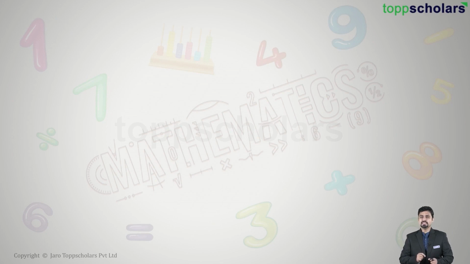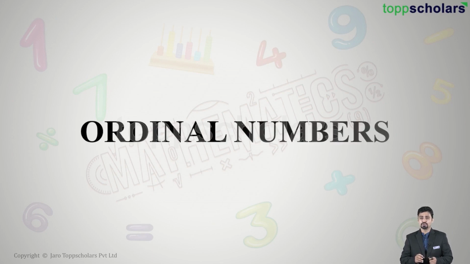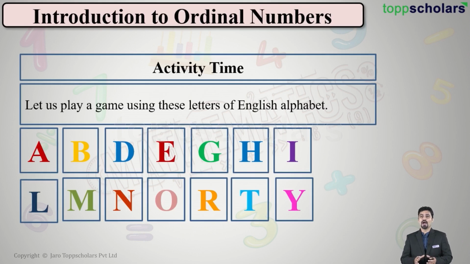Today, let us see and learn about ordinal numbers. Wow, we have an activity over here. What is that activity? Let us play a game using the given letters of English alphabet. What are the letters we have? We have A, B, D, E, G, H, I, L, M, N, O, R, T, Y.